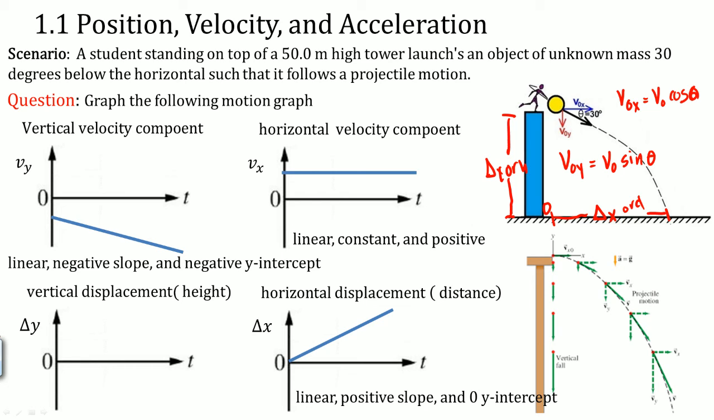Vertical displacement, notice here it starts off at that 50 meter cliff, so this should be the 50 meter height of that tower, and notice it is decreasing linearly. So it is a linear negative slope and a 50 as the y-intercept.